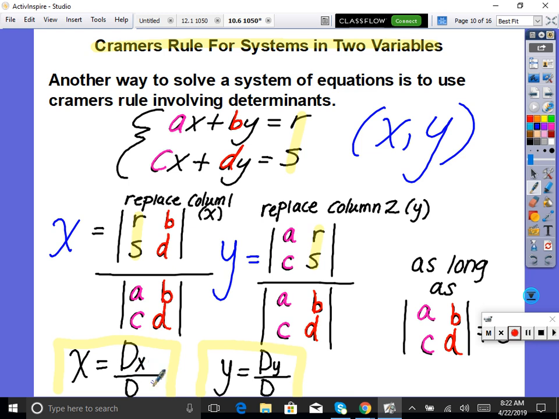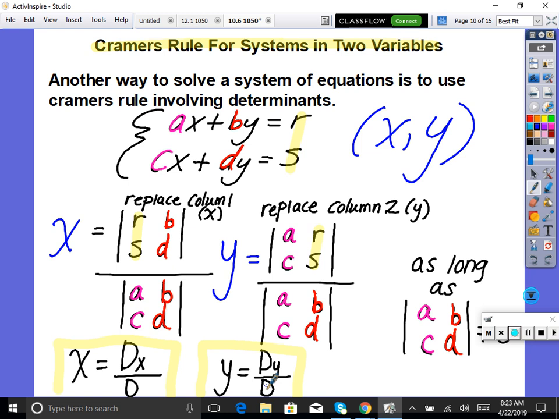And then it says divided by D, which means divided by the original determinant. Okay? Then right here we do the same thing. We cross out column y, replace it with R and S. So we have A, C, R, S, we find the determinant of that, divided by the original determinant. So y is equal to Dy, so this says the determinant replacing y, divided by the original determinant.